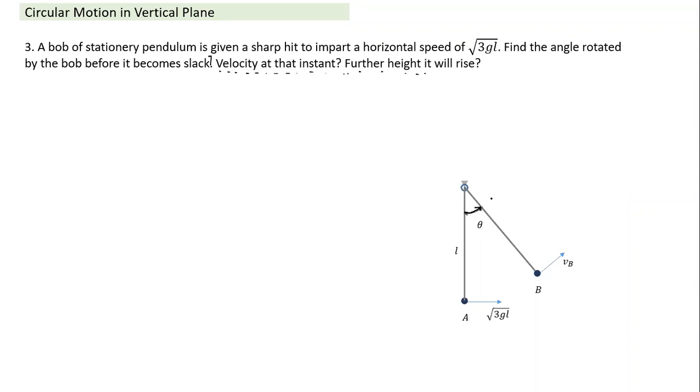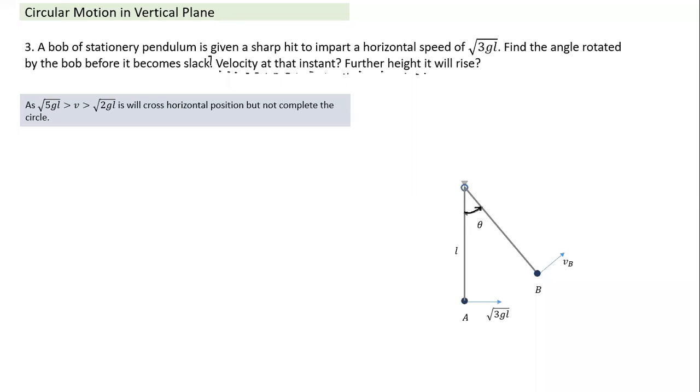As I mentioned, I think some of you recall, whether this theta is more than 90 or less than 90, the basic equation remains the same. So now again, I will write an expression of tension as a function of theta. And what is the condition for a string to become slack? Tension has to become 0. We notice here that as velocity is less than √(5gL), it will not complete vertical circular motion, but it is greater than √(2gL).